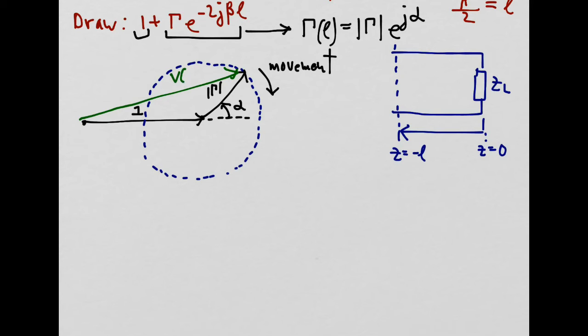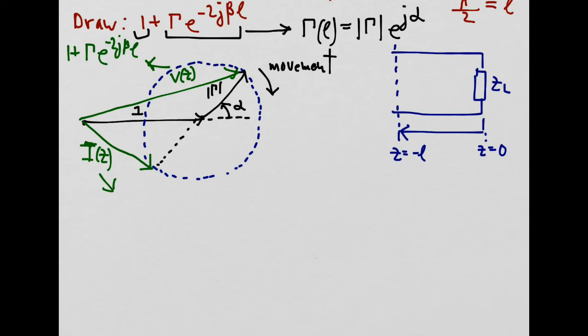Okay, now the vector V of z is actually 1 plus gamma of L, so I drew that in green, and the vector I of z is 1 minus gamma of L. Now it's actually V of z is not really this vector, but that vector is the main vector in the expression for V of z. Likewise, the other vector shown is the main vector in the expression for I of z. So you can see that this crank diagram shows you visually how V of z and I of z are moving as a function of L. And it also shows you where the maximum voltage is and where the minimum voltage is on the transmission line.